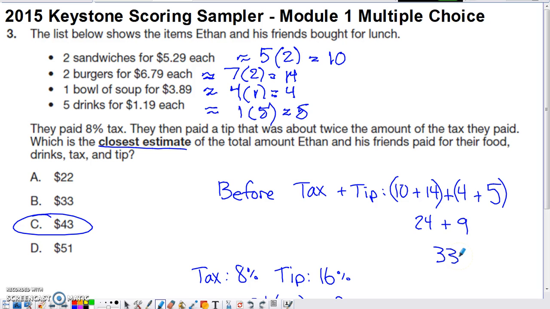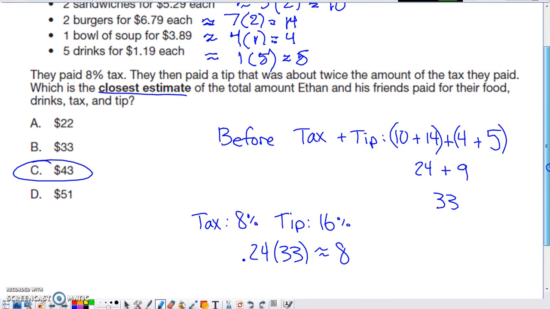Now take into account the tax and the tip. Well, the tax is 8%. They say the tip is about twice the tax, so that's about 16%. And so if you think about 8 plus 16, that's 24%. How do I figure out what 24% of 33 is? Well, I have to turn the 24% into a decimal, so I move the decimal over 2 spots. 0.24 times 33. 24% of 33 is about $8. So I paid $33 before tax and tip, about $8 after tax and tip. 33 plus 8 puts me up a little bit above 40. The only option that's a little bit above 40 is option C.